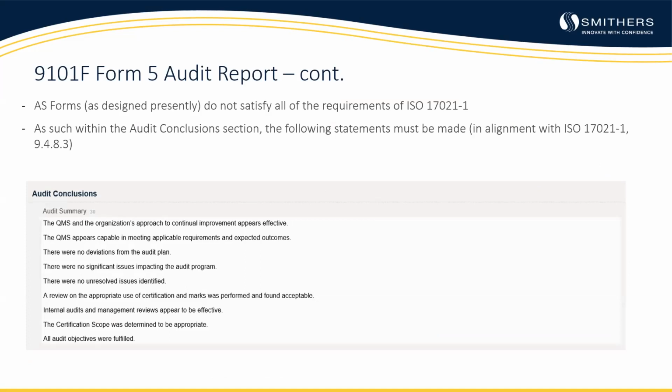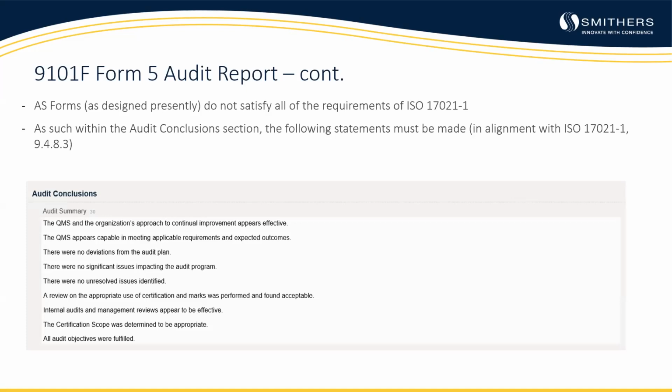So just one more item as far as the Form 5 audit report. AS forms, we talked about this at the last auditor training, unfortunately at this time do not satisfy all the requirements of 1721-1. We have had this issue during at least one office audit. We had a discussion with ANAB. They are certainly well aware of it, but unfortunately in their current design and condition, there are gaps with 1721.